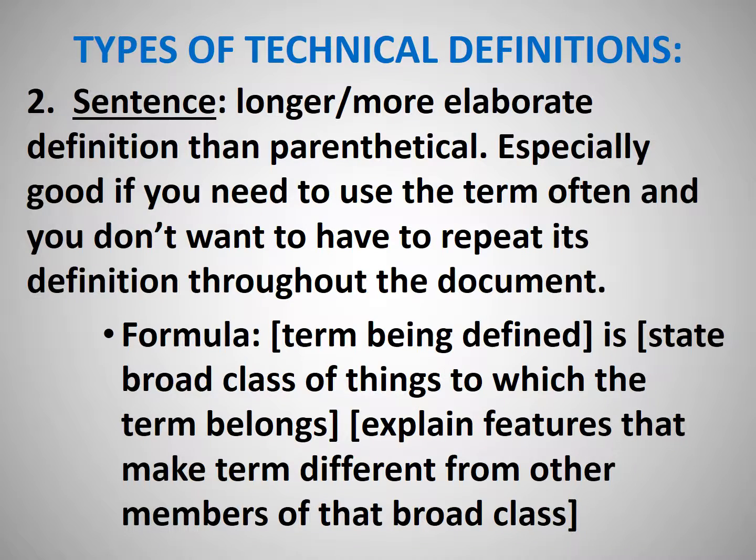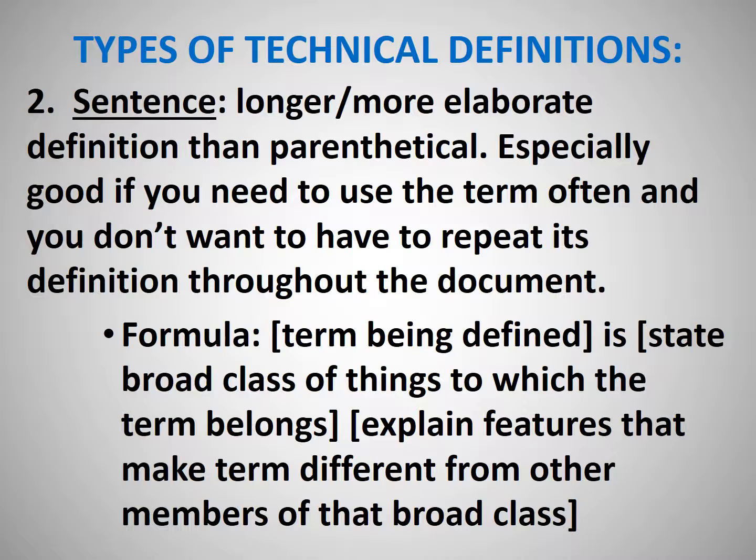The formula begins with whatever term you're defining. The next word is a verb. Is. Something is. The next thing is a statement of the broad class of things to which that term belongs. And then the last part of the sentence is where you tell me how that thing is different from other members of that broad class.